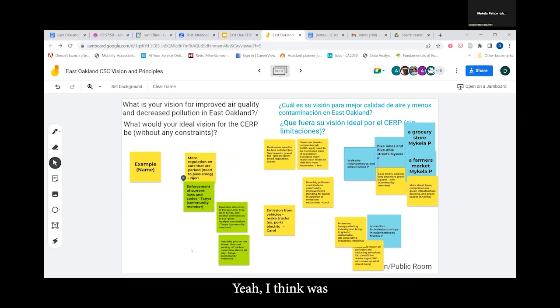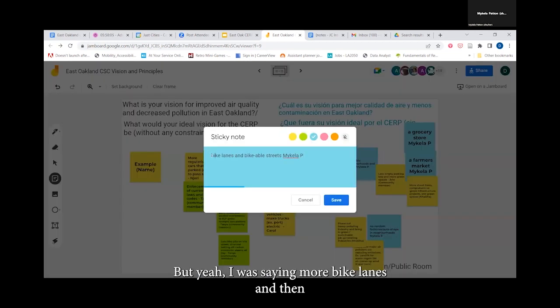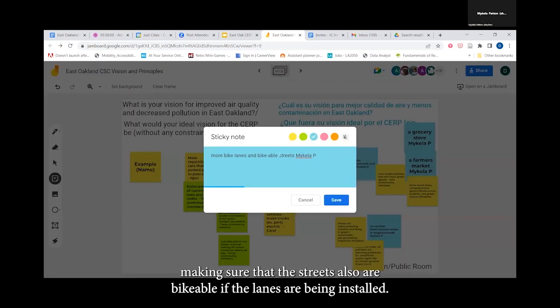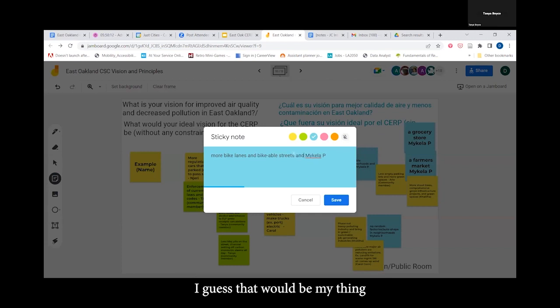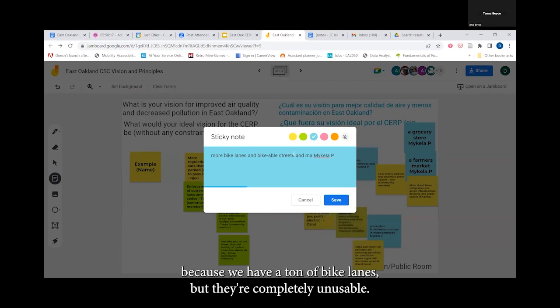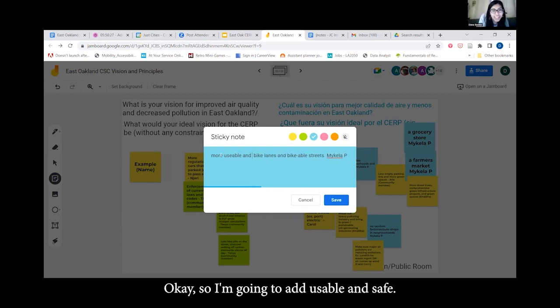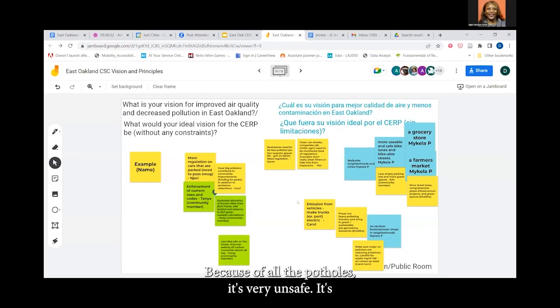Yeah, I think it was in pair with the walkable, bikeable cities, but I was saying more bike lanes and then making sure that the streets also are bikeable if the lanes are being installed. Right, I guess that would be my thing, because we have a ton of bike lanes, but they're completely unusable. If you add more of the bike lanes like we already have, they're pretty unsafe. Okay, so I'm gonna add usable and safe.